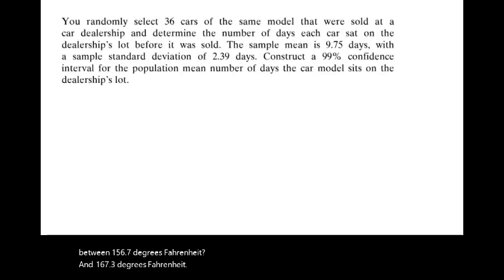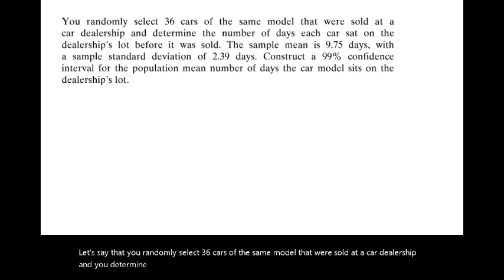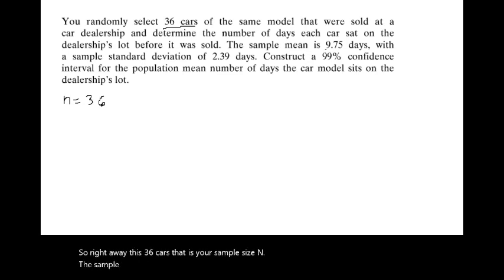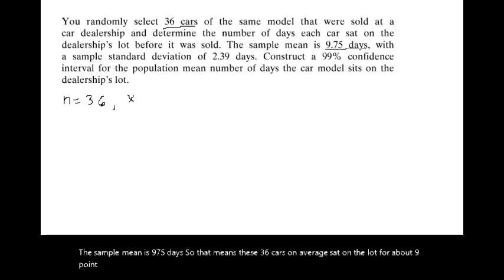So then for this next one, let's say that you randomly select 36 cars of the same model that were sold at a car dealership, and you determine the number of days that each car sat on the dealership's lot before it was sold. So right away, this 36 cars, that is your sample size n. The sample mean is 9.75 days. So that means these 36 cars, on average, sat on the lot for about 9.75 days before they were sold. So that is the sample mean x bar. So x bar is equal to 9.75.